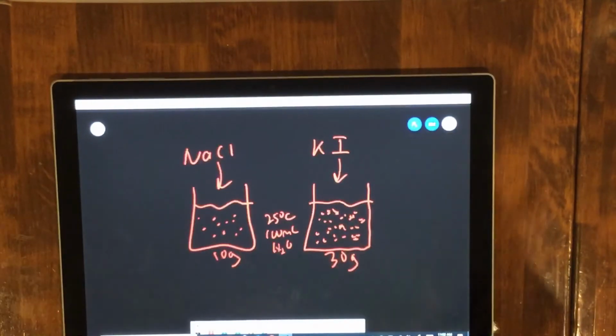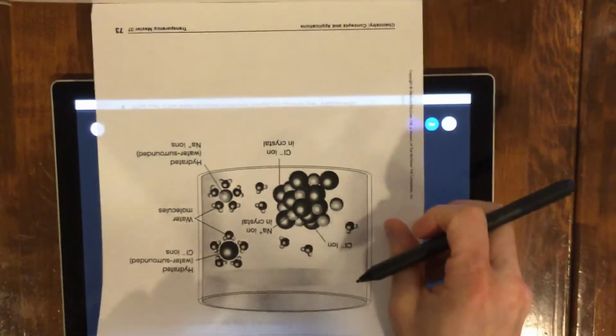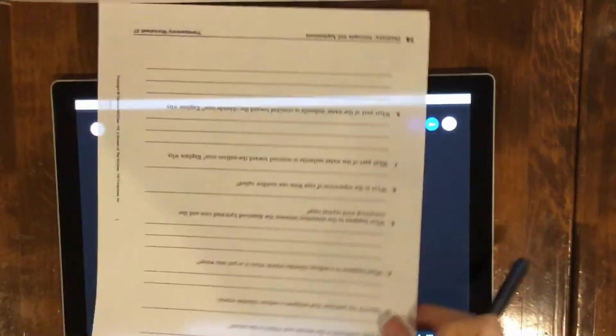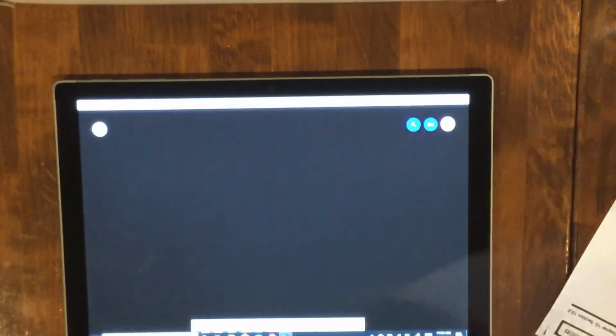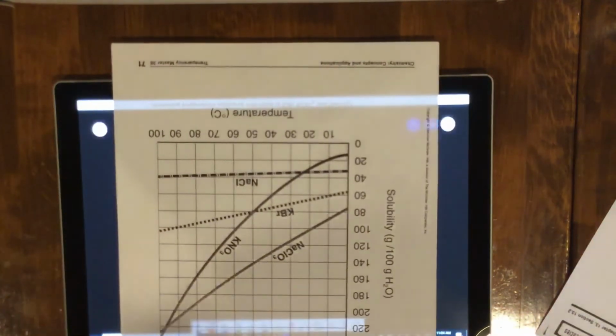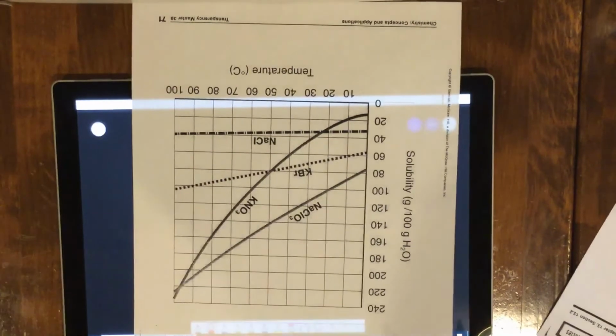All right, so now your homework is talking about these. Here, I got it right here. So you're going to have this worksheet right here. I sent that through the Google Classroom, and it's going to talk about salt dissolving. And then you're going to have this worksheet, which is on solubility curves. So I need to explain this a little bit first.